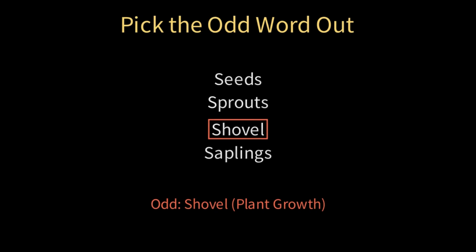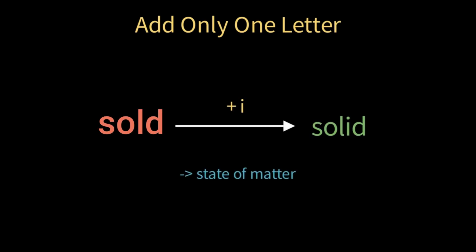Now it's time for the third exercise. Add only one letter to the italicized words and answer these questions. This is a fun one. Example, how does ice become a cereal? By adding R to ice, rice. How does soul describe a state of matter? By adding I in between soul and D, SOLID, solid.